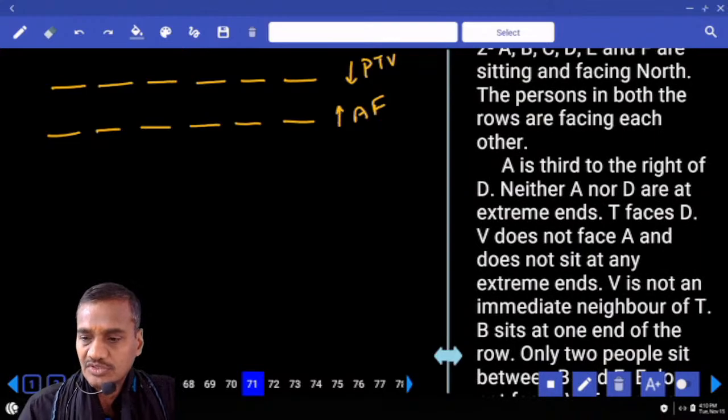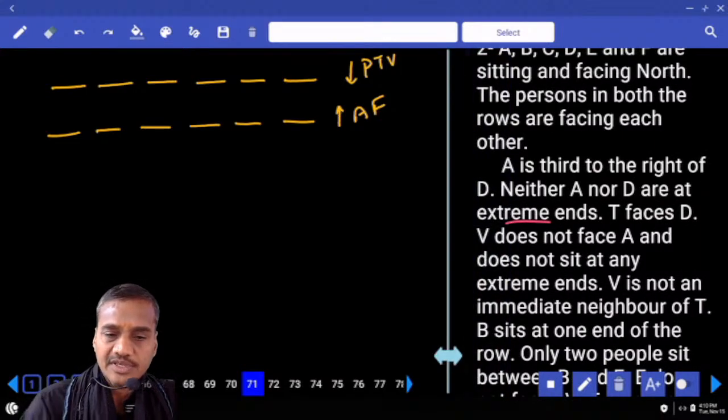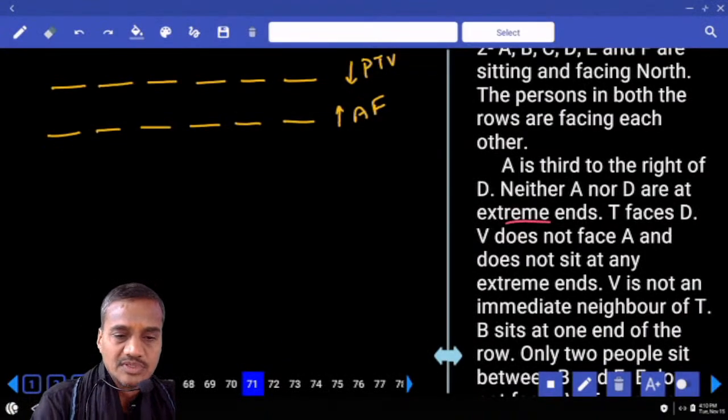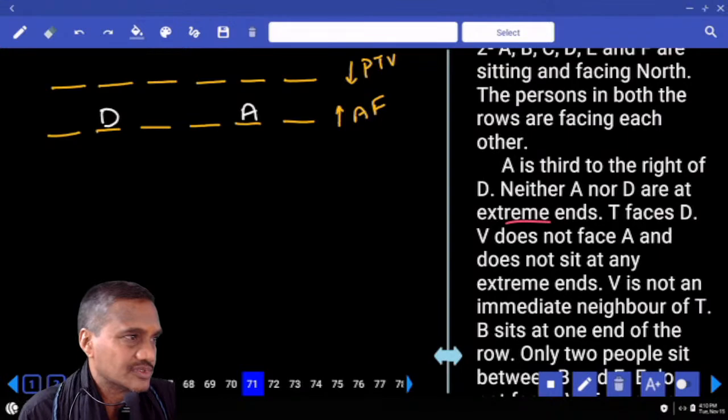Then A is third to the right of D. Neither A nor D sits at the extreme ends. Tell me what are the different possibilities we have. A is third to the right of D. Neither A nor D is at an extreme end of the row.